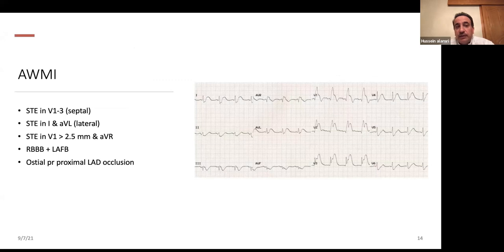As you see here, there is ST elevation from V1 to V3. There is ST elevation in 1 and AVL. In V1, as you see, elevation is more than 2.5 millimeters. There is right bundle and left anterior fascicular block. And this indicates that there is an ostial LAD or proximal LAD occlusion, proximal to the first septal.